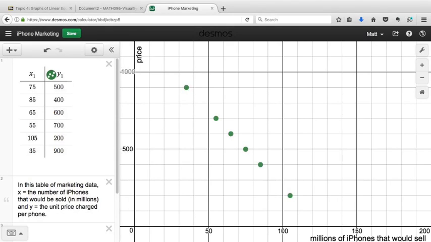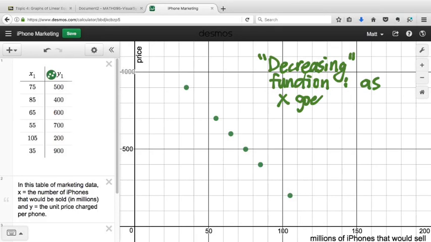And it won't be something that we hang on to for long in this course, but definitely when you get to calculus, when we have a relationship that looks like that, it's called a decreasing function. So this just means that as x goes down, y goes up, and vice versa. Right? So that's one important story that this data is telling us.